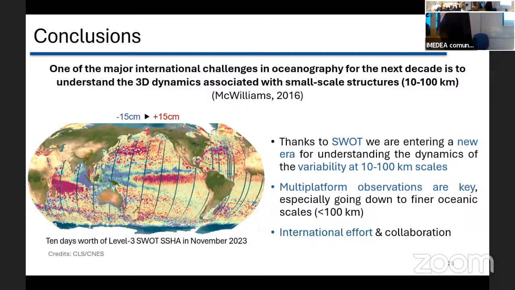Here I wanted to show this beautiful image, which is the 21-day orbit of SWOT, which is the orbit we have right now, and that covers worldwide, and you can see these finer currents in the map.